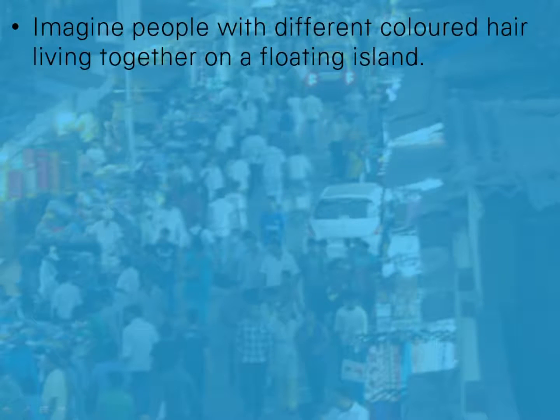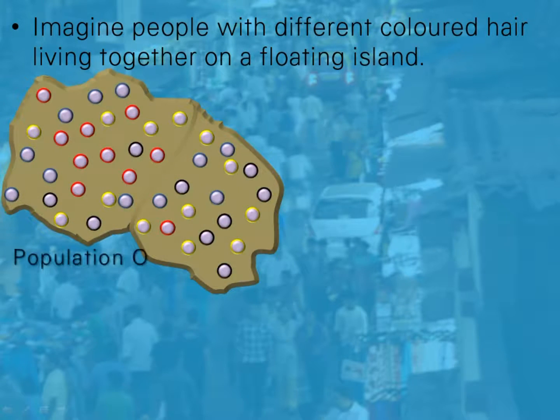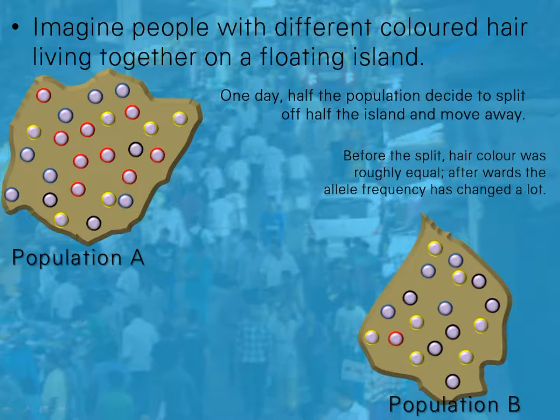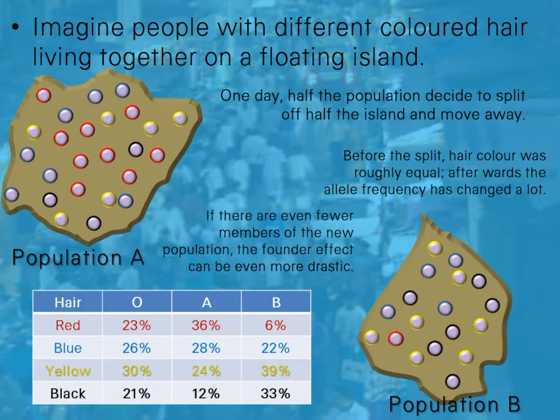So imagine we have a population of people with different colored hair living together on a floating island. So here they all are, population O, we will call this. However, one day, half the population decide to split off half the island and move away by themselves. So before the split, hair color was roughly equal. We can see that red hair was 23%, blue hair was 26%, yellow was 30%, and black hair was 21% of the total population. However, after the split, we have two different populations, population A and population B.